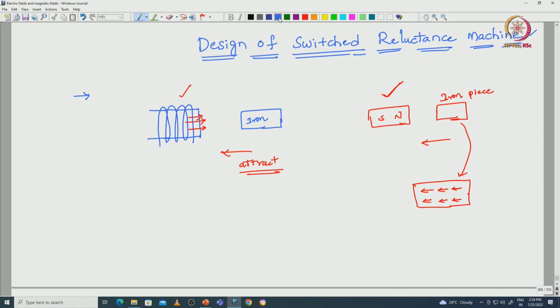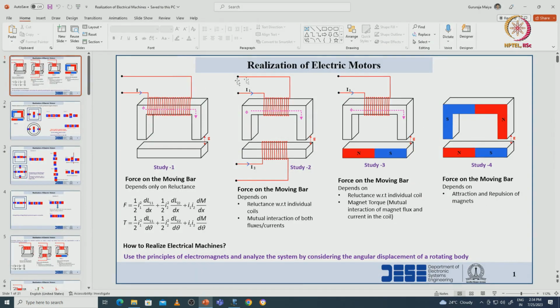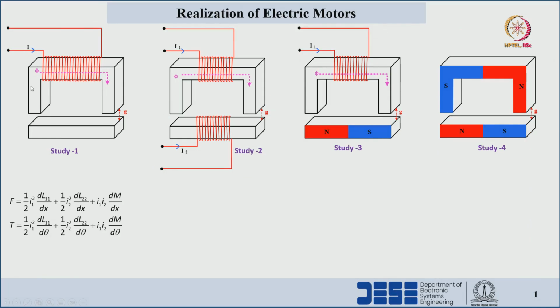So, here induced poles will be, we can see this will be north and this will be south, same way here also, if this is south and north. For symmetry we can consider here also south and north, then this side induced poles in the iron piece will be like this manner. If we see the principles of electromagnets that we have discussed in the earlier lectures, the study one represents the switched reluctance machine. From this electromagnetic circuit principle only the switched reluctance machine is realized.